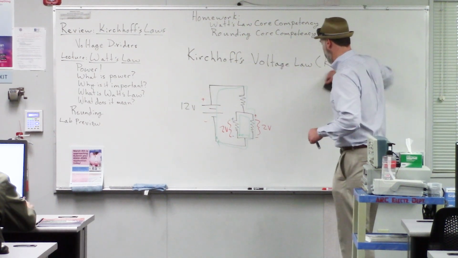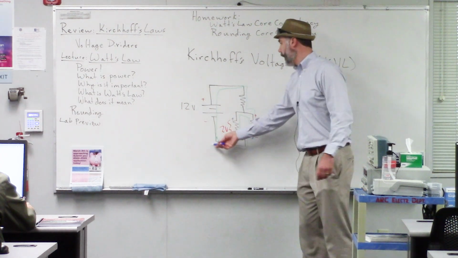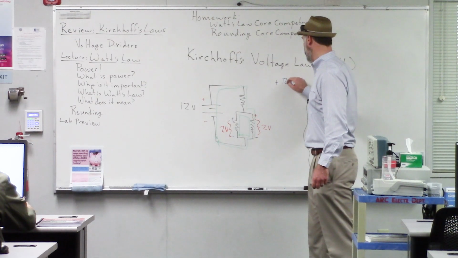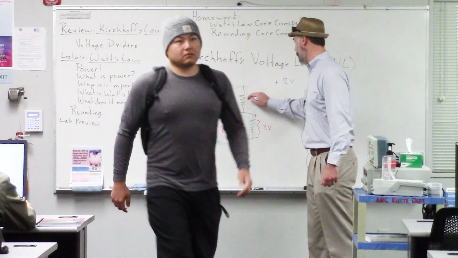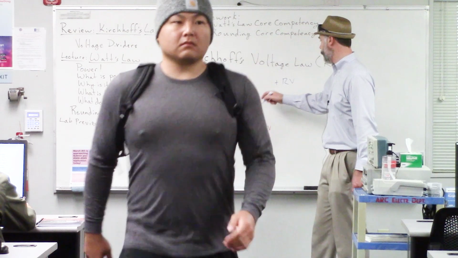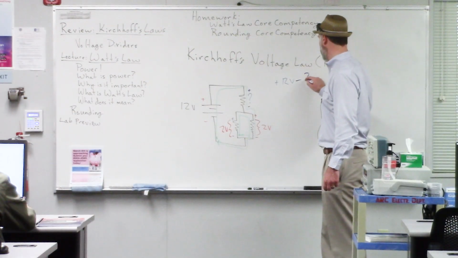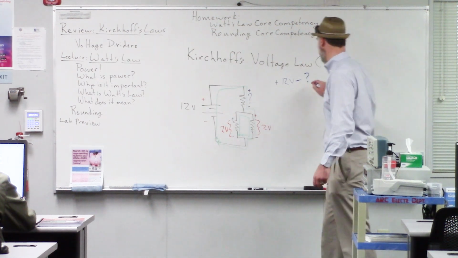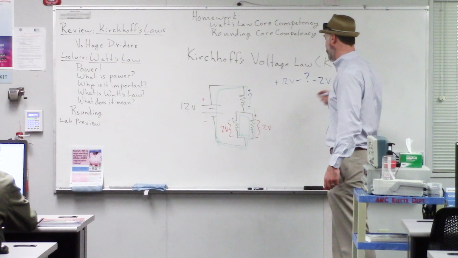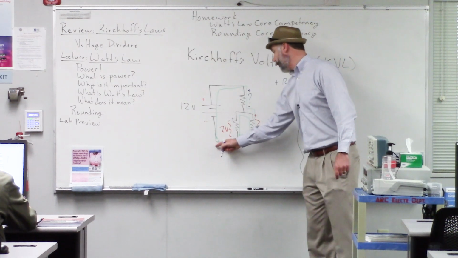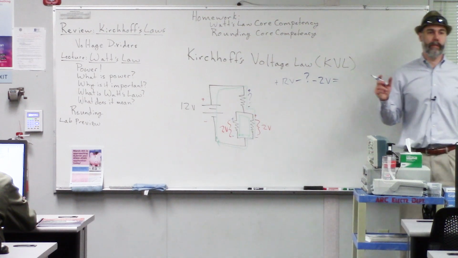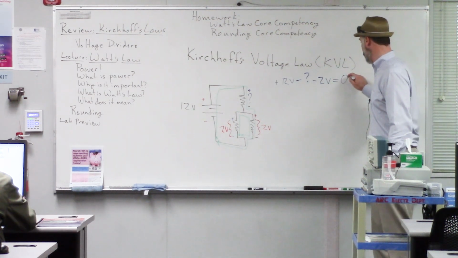So we would start here, and then we would go up by 12 volts. So we would say plus 12 volts, and then we'd come down by our unknown voltage here. So minus our unknown. And then we come down by 2 volts over there, so minus 2 volts. And then we get back to where we start. So we say that equals what? 0. Exactly. So that's 0 volts.